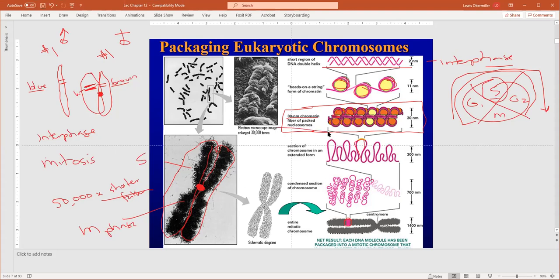And you should know the 30 nanometer fiber. That's the common one that people talk about, which refers to M phase.